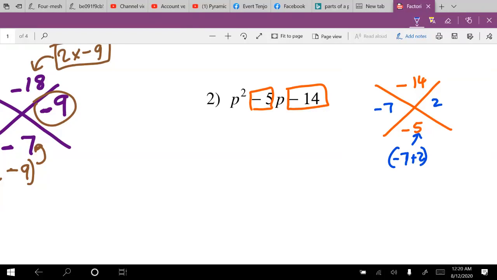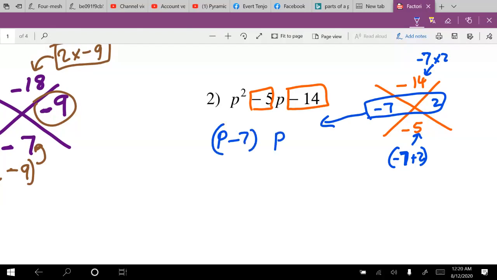Remember, you can check the video where we add integers. So if the greater number is negative, the answer is negative. So negative 7 times 2 is going to give us that. So we're good. So our equation is going to be P minus 7, P plus 2.